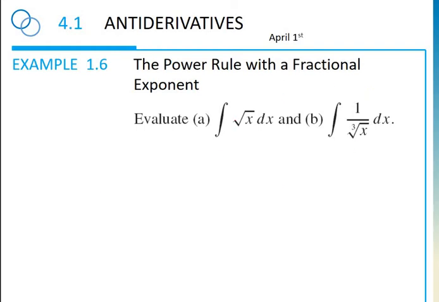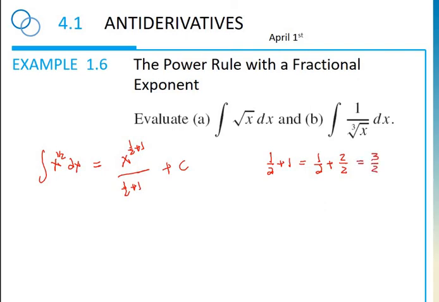X square root of x, which is the same as the integral of x to the 1/2 dx. If we use the property, this is the same as x to the 1/2 plus 1 divided by 1/2 plus 1 plus c. And we know that 1/2 plus 1 is the same as 1/2 plus 2 divided by 2, because 2 divided by 2 is 1. We have a common denominator. This is going to be 3/2, so the exponent here is going to be x to the 3/2 divided by 3/2 plus c.